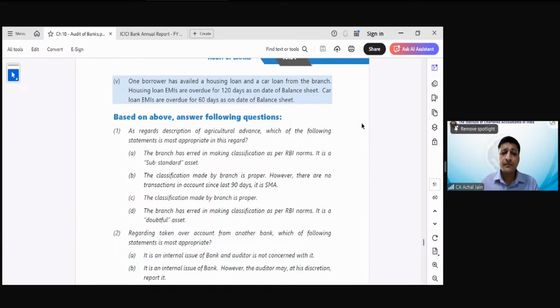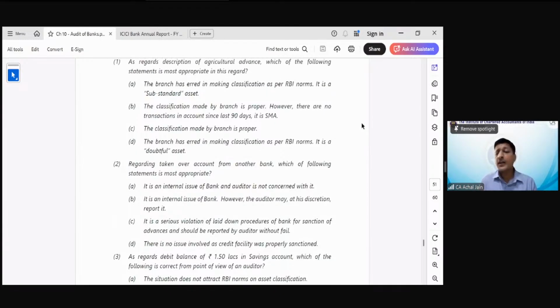Next, regarding the taken over account from another bank, which one is correct? It's an internal issue of the bank and auditor is not concerned with it. Second, it's an internal issue of the bank. However, auditor may at his discretion report it. Means auditor has a choice whether to report or not. Third, it's a serious violation of laid out procedures of the bank for sanction of advances and should be reported by the auditor without fail. Fourth, there's no issue involved as credit facility was properly sanctioned. What do you think?